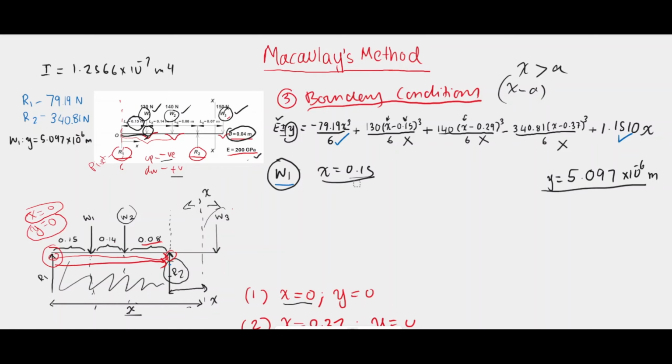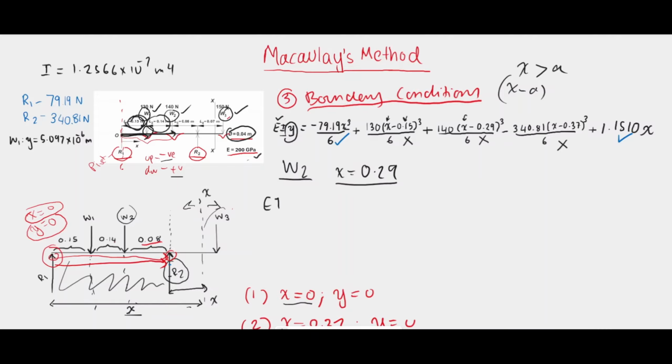Now let's find the deflection at W2. We'll be using the same method we used for W1. So at W2, the position from this point is 0.15 plus 0.14, so x is equal to 0.29. So now we can find the deflection in the same manner. EI y is equal to, and now we'll have to again adhere to the singularity function rule to know which equation is valid and which isn't. This one is valid.